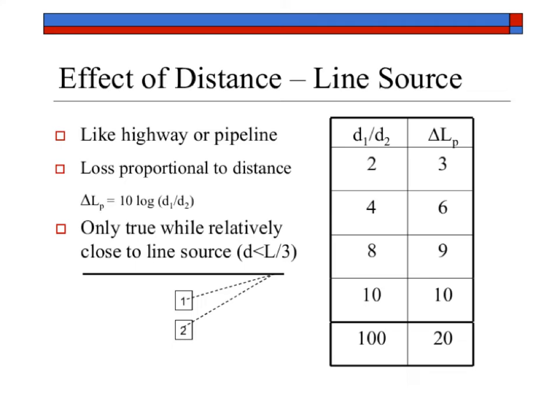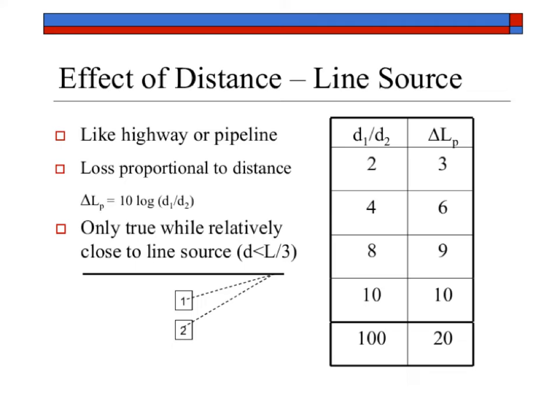So if we look at the chart on the right-hand side, if the distance doubles, the change in sound pressure level is 3 decibels rather than 6 for a point source. If it's 4 times as far or 4 times as close, the change is 6 decibels. 8 times is 9. 10 times, the change is 10 decibels.